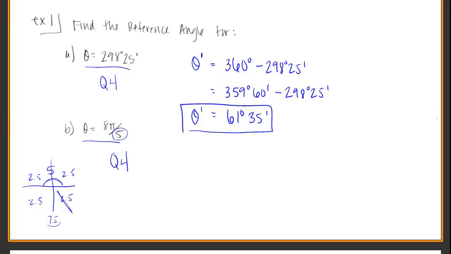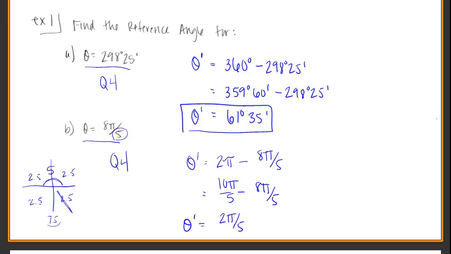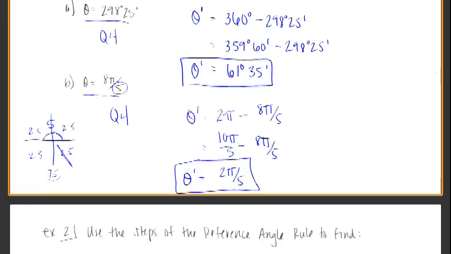Okay, and in quadrant 4, the rule is you take 2 pi, this time since we're in radians rather than degrees, and subtract off 8 pi over 5. So 10 pi over 5 minus 8 pi over 5 gives us 2 pi over 5, and there's our reference angle. What this is basically telling us is the coordinate at 8 pi over 5 is going to equal the coordinate at 2 pi over 5. The only difference is there's going to be a couple of sign changes, and that's everything. It's a really cool rule when we get comfortable with it.